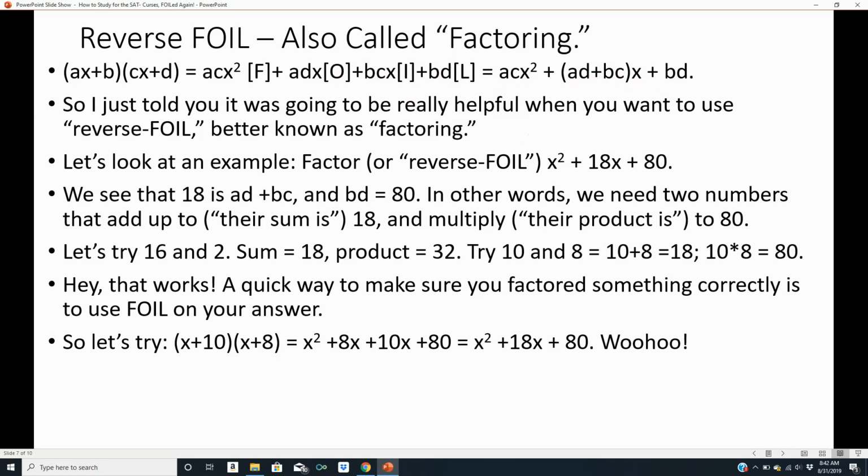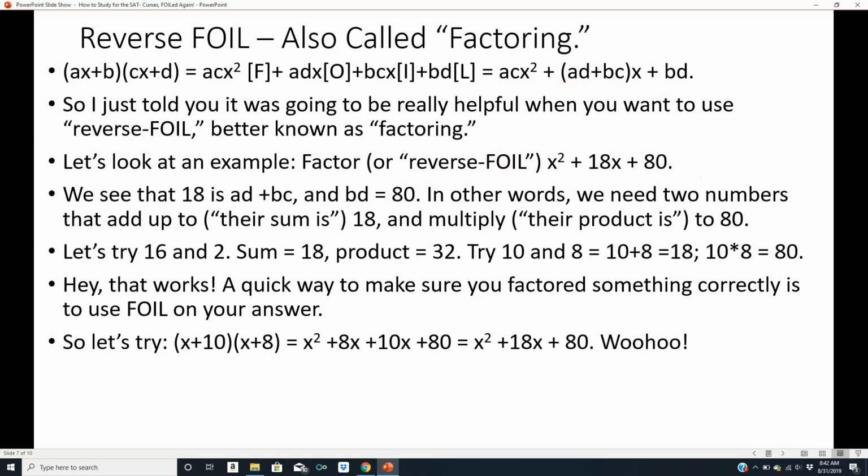So let's look at an example. Factor, or reverse FOIL, x² + 18x + 80. Okay, we can see that 18 is ad plus bc, and that bd is 80. So in other words, what we're looking for are two numbers that add up to, that is, their sum is 18, and multiply to 80. So let's try 16 and 2. Well, their sum is 18. Their product, oh, it's only 32.